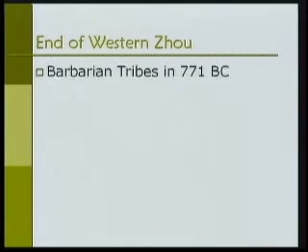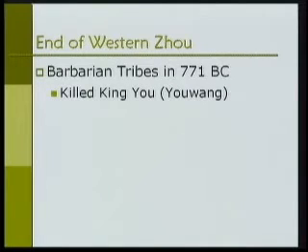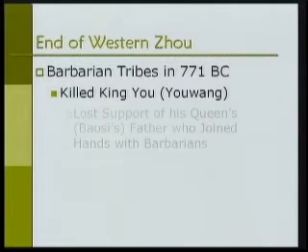The end of the Western Zhou happened because barbarians from the north, more Mongol people, invaded China, which is going to be a chronic problem in the history of China. So in 771 BC, the Western Zhou people could not stand the invasion by the barbarian kings, and their king Yu, or Yu Wang, was killed by the barbarians.